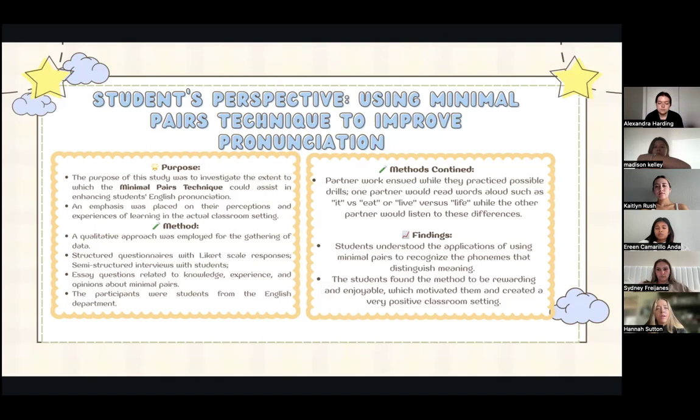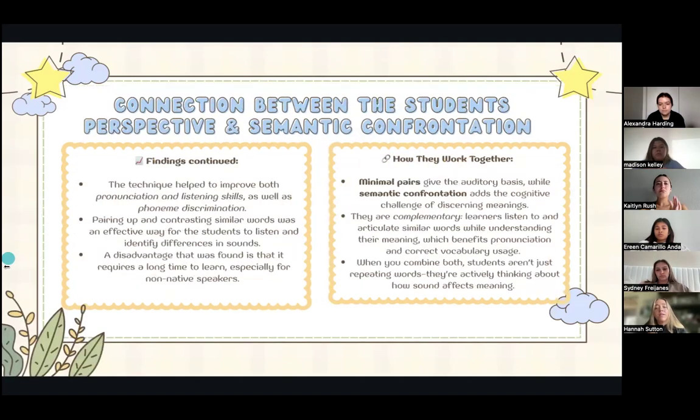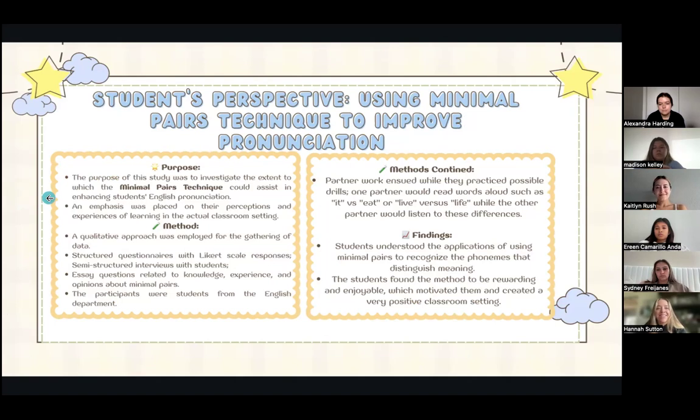Students understood the application of using minimal pairs to recognize the phonemes that distinguish meaning. They found the method to be rewarding and enjoyable, which motivated them and created a positive setting in the classroom. This technique made the classroom atmosphere active. Students became more active when learning begins, and they pay more attention. This technique also improved both pronunciation and listening skills, as well as phoneme discrimination. Pairing up and contrasting similar words was a very effective way for the students to listen and identify different sounds.